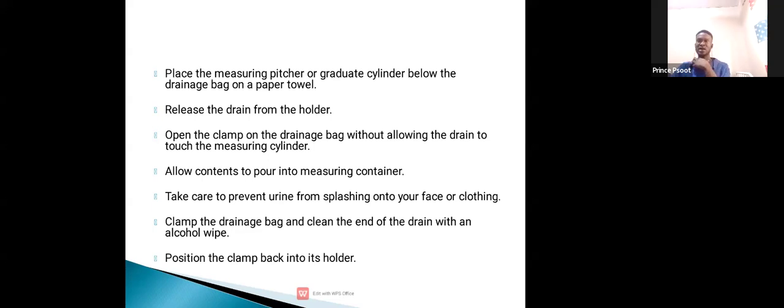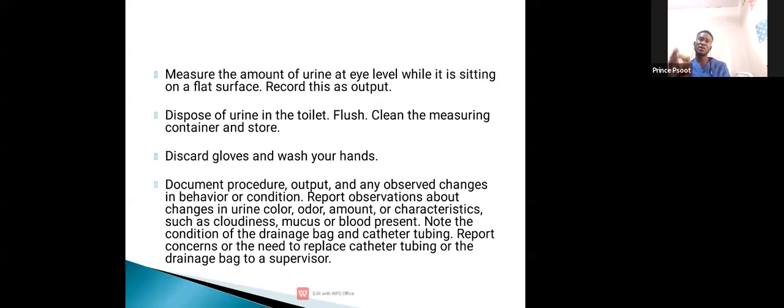Then clamp the drainage bag and clean the end of the drain with an alcohol wipe. Then position the clamp back into its holder. Then measure the amount of urine at eye level while the container is sitting on a flat surface, recording it as output.